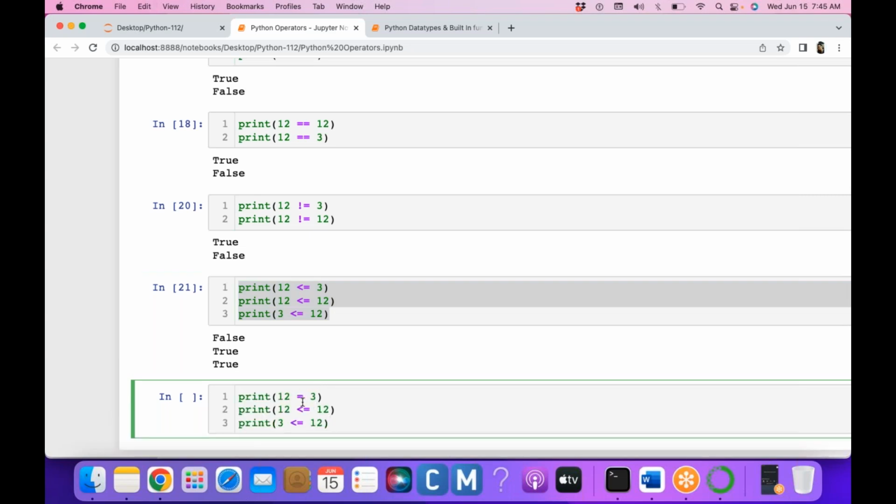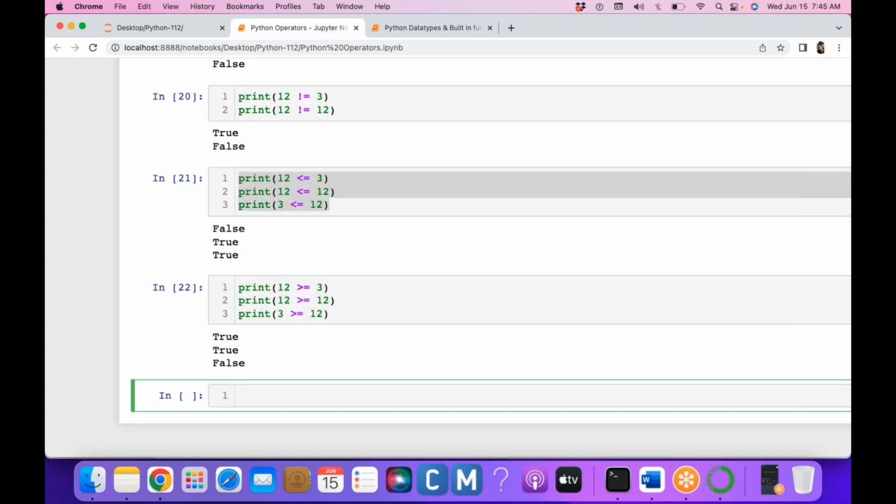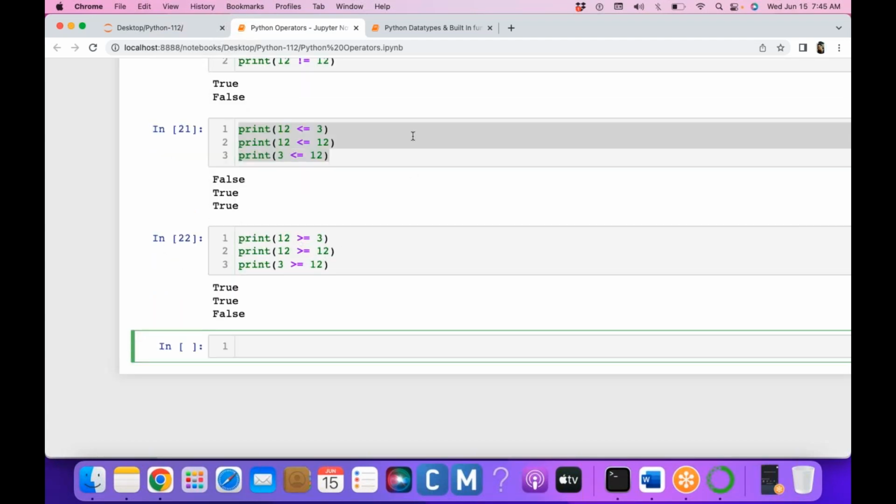Same thing if you go with the greater than or equal symbol: either both are the same or else the left side data is greater than the right side data. In these two situations, it will be true. Just note these two examples.